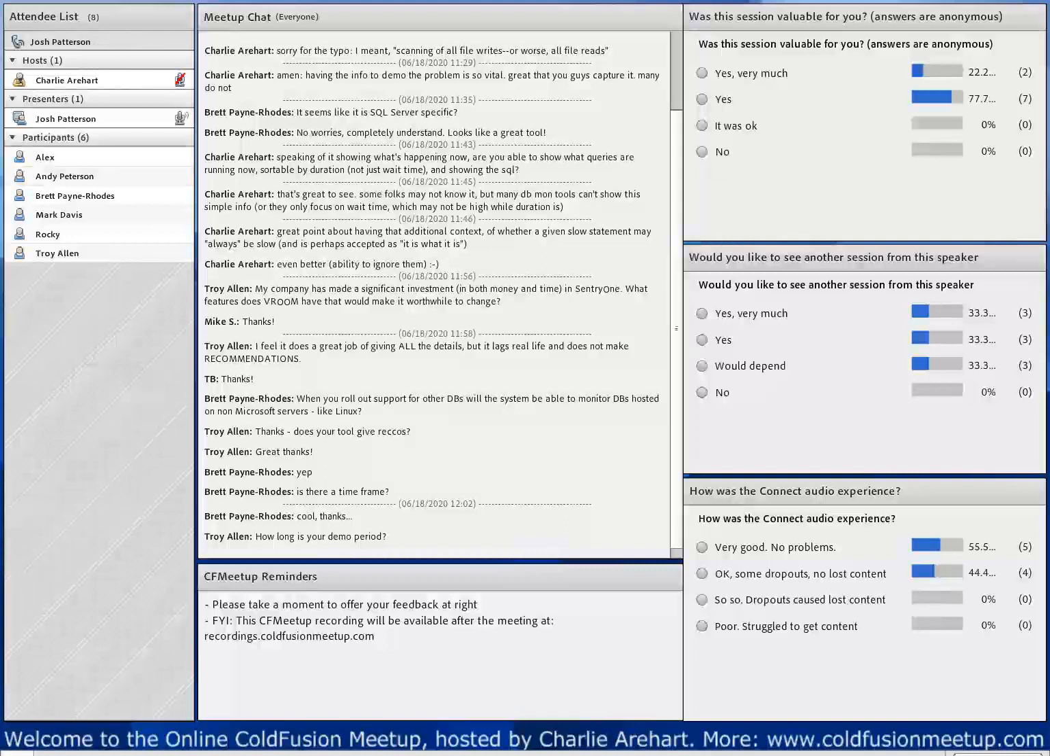How long is the demo period? If you're talking about the trial, it's 30 days, and the license for that is automated in the setup.